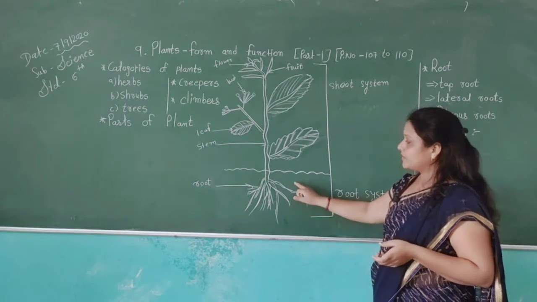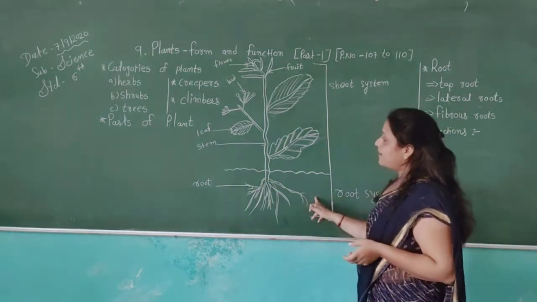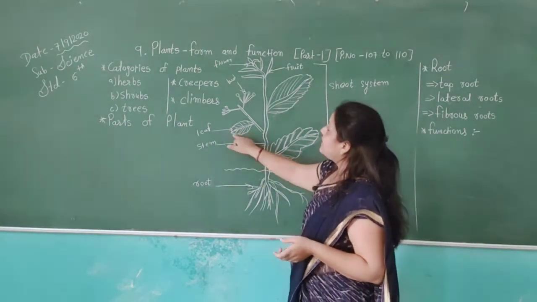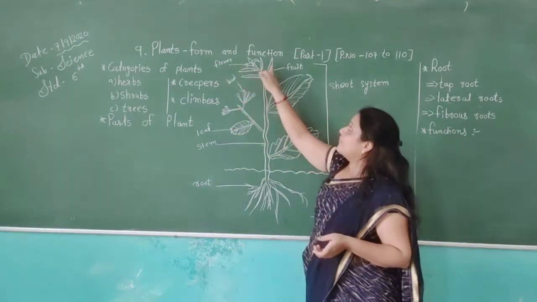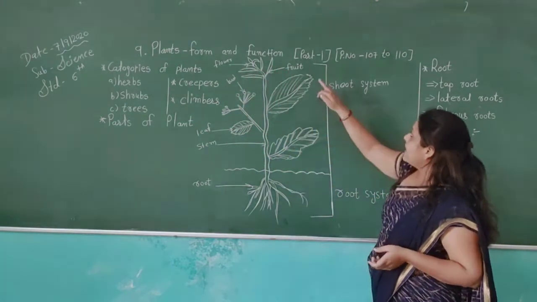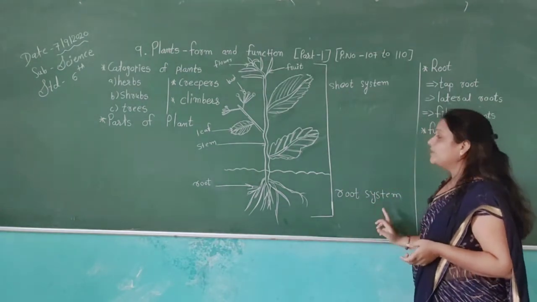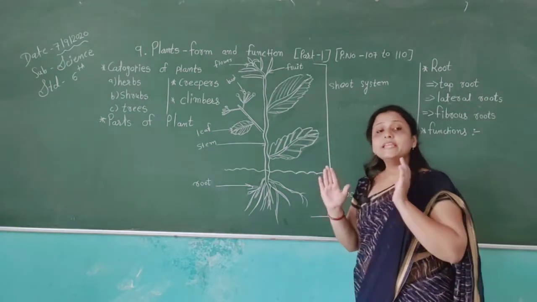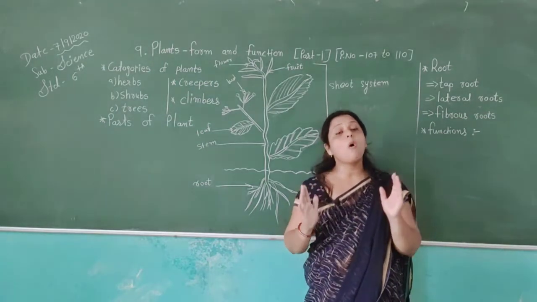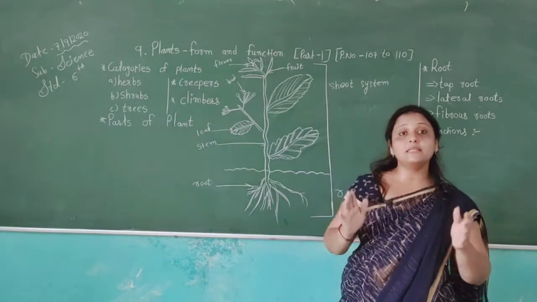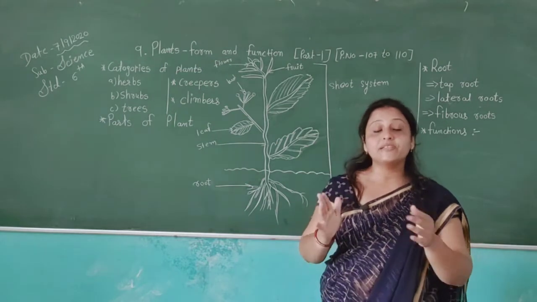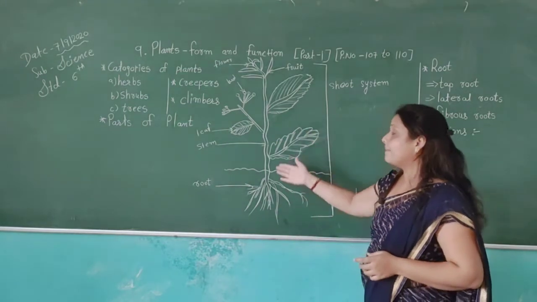First, the root. This is the root of a plant. Then stem, leaf, bud, flower, fruit. And here I have written shoot system and root system. In the parts of the plants, every part works differently, and all are very useful for them.